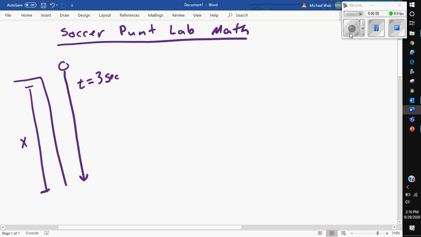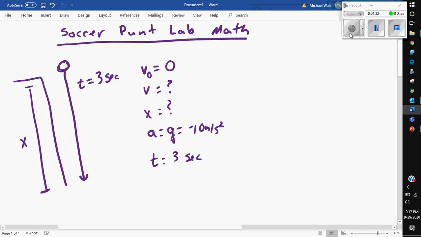So we set up our little checklist. What's our V sub naught up here, you guys? Our V sub naught is 0 because I drop it from a stop. Our final velocity, I don't know. My displacement is what I'm looking for. I don't know that. What's my acceleration? Well, it's little g in this case. And we're going to use -10. I know it's in lab, but we're going to use -10 anyway. Meters per second squared. And then my time is 3 seconds.